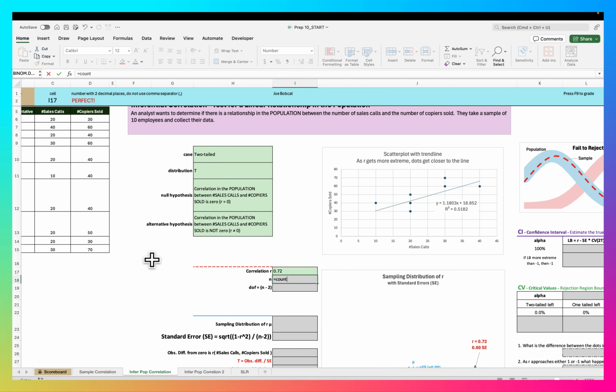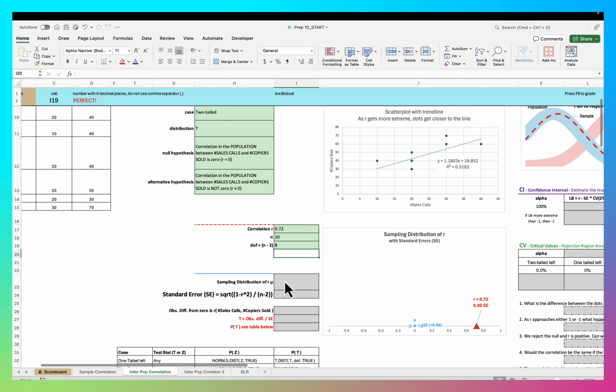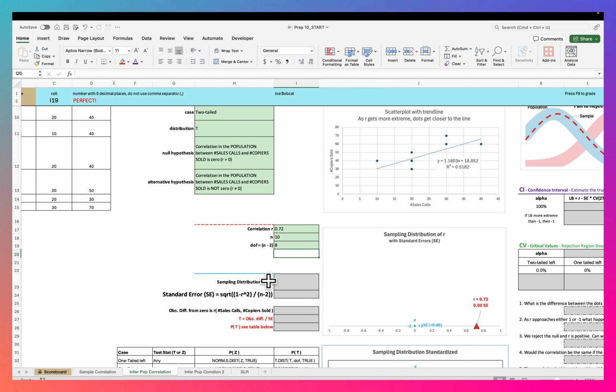N is a count of just one of the columns. So they're kind of like pairs. Degrees of freedom is going to be n minus 2. And the sampling distribution of R, the mean of the sampling distribution of R, which is what we're going to plot here, is going to be 0. Why 0? Because 0 means that we have no correlation.